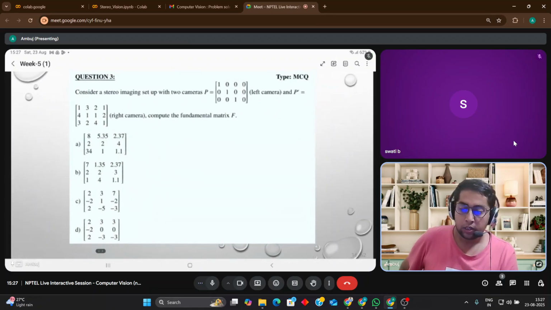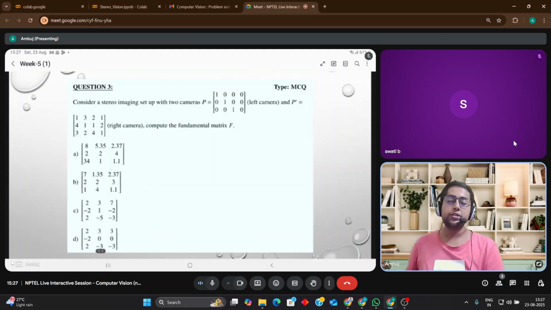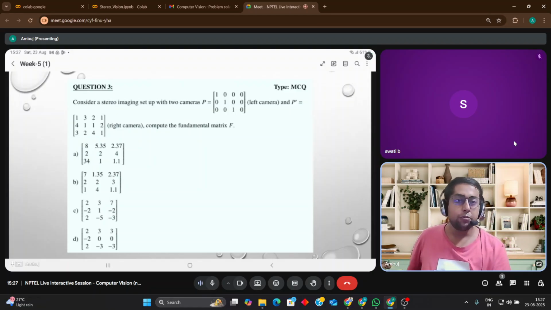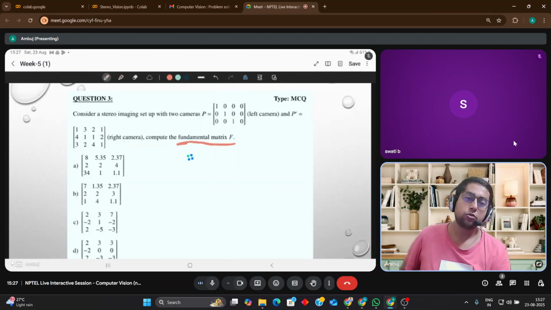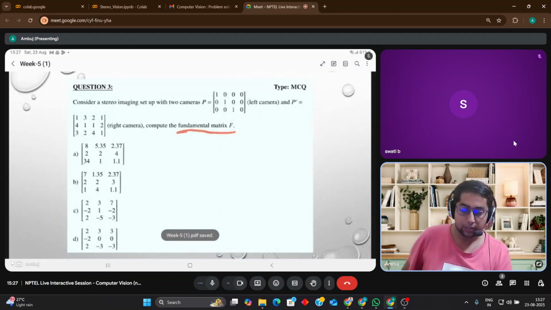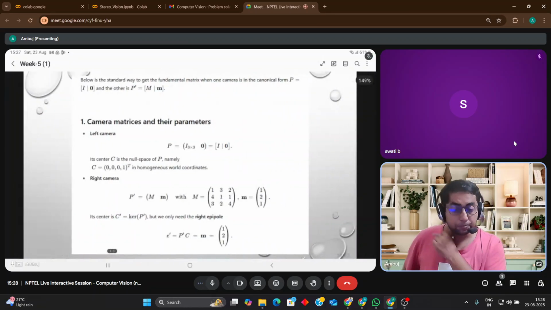Now you try to see this question number 3. Consider a stereo imaging setup with two cameras, P equal to the left camera and P dash equal to the right camera. Now you have to compute the fundamental matrix F, which is a very genuine question. We have already done it in the past session in week 4, and the same procedure we will be repeating here. Not much complication is there.